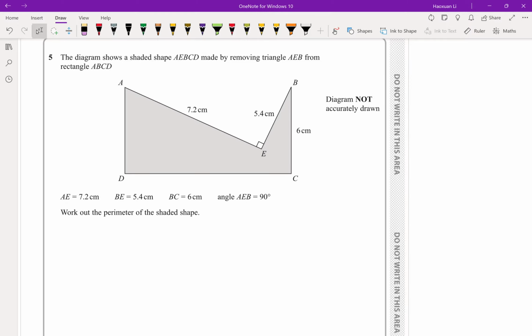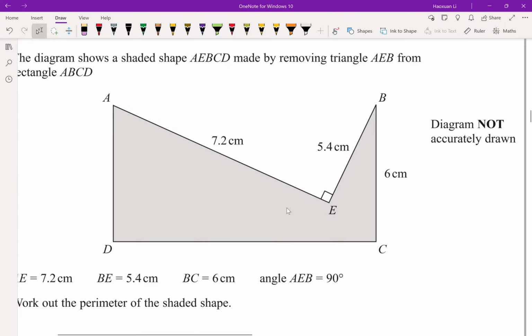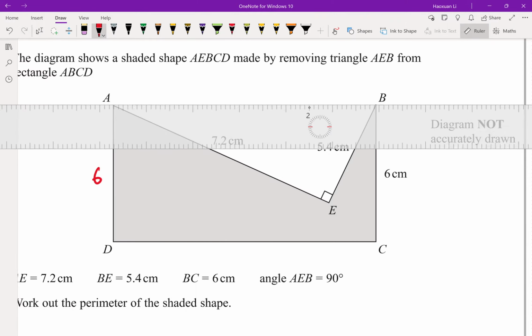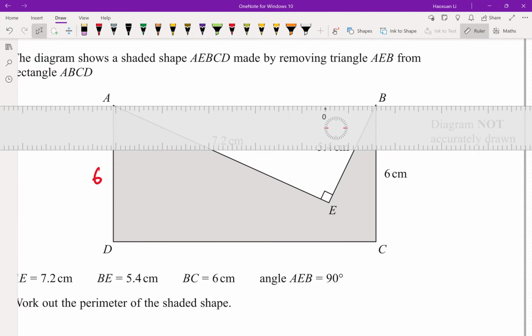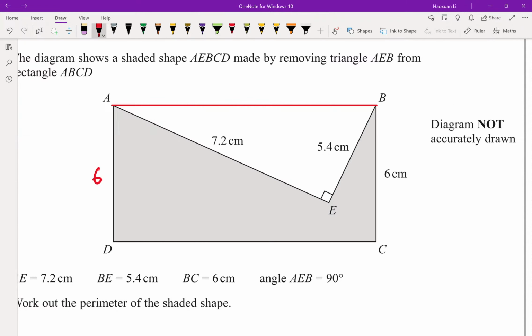Alright, question 5. The diagram shows a shaded shape AEBCD made by removing triangle AEB from the rectangle ABCD. So AE is 7.2 centimeters, BE is 5.4 centimeters, BC is 6 centimeters, and angle AEB is 90 degrees. Work out the perimeter of the shaded shape. Alright, if you notice, the rectangle has 2 parallel sides, so 6 centimeters and this 6 centimeters. And DC should be parallel and the same length as AB.